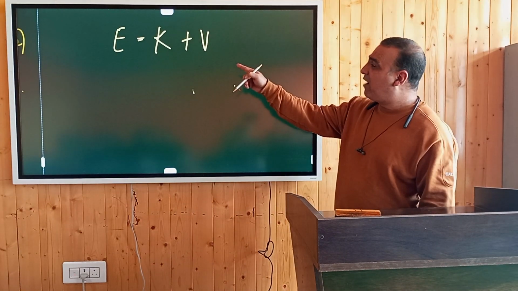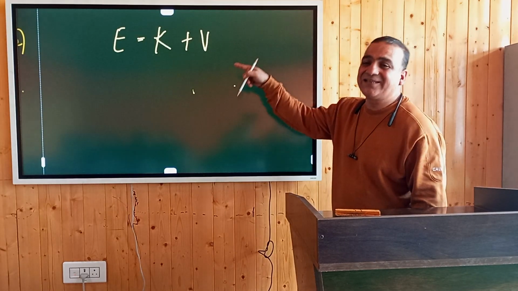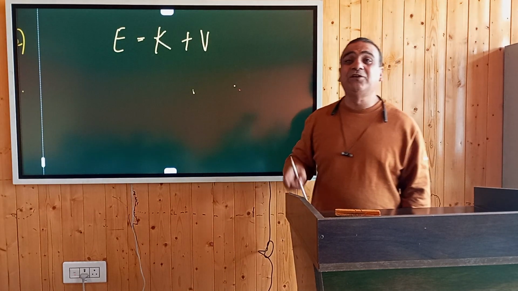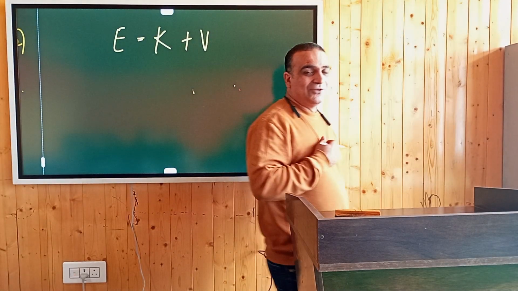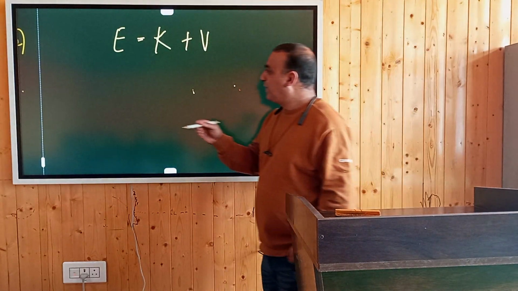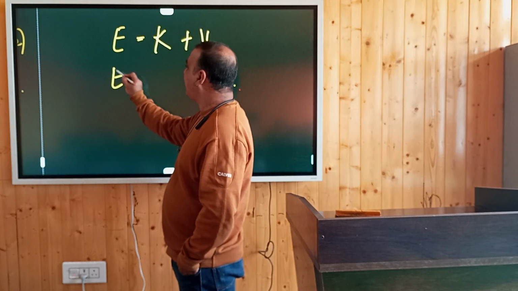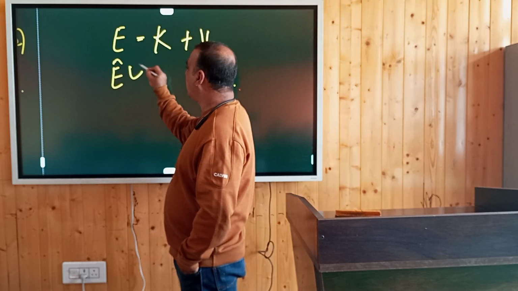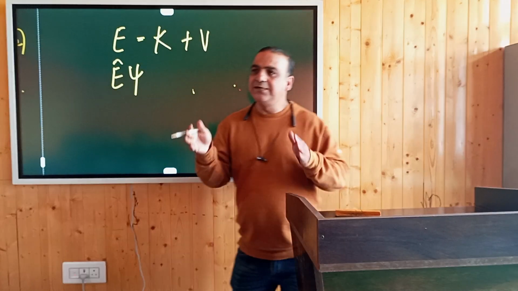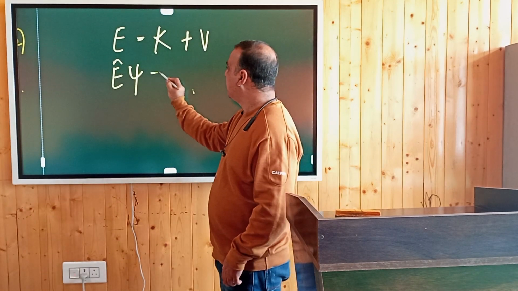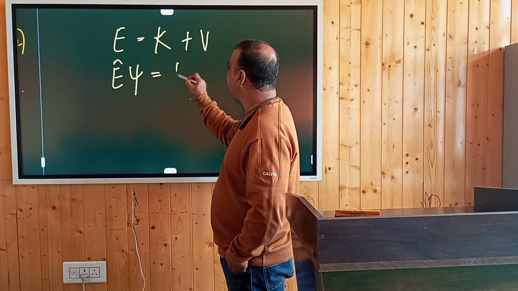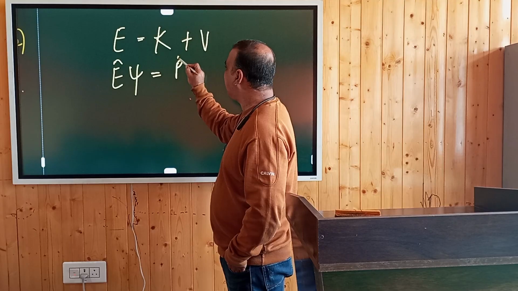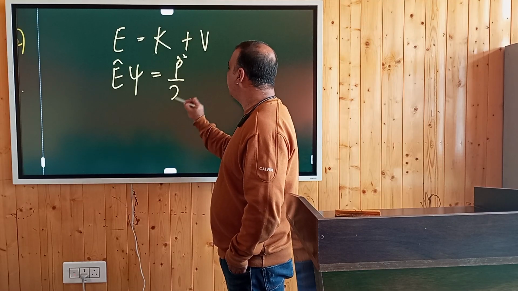Now, these are classical observables, and I would like to replace them by operators, right? So if I do that, what I'll have is E cap acting on psi, where psi is dependent on position and time, equal to K. K is what? It is P cap square by 2m.